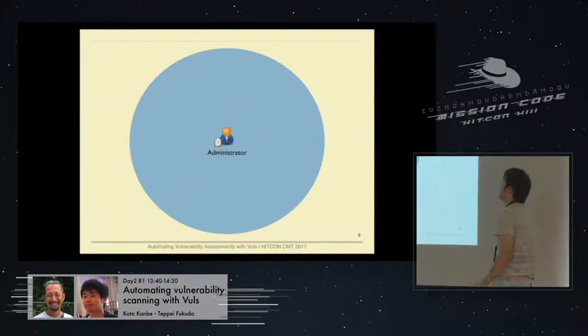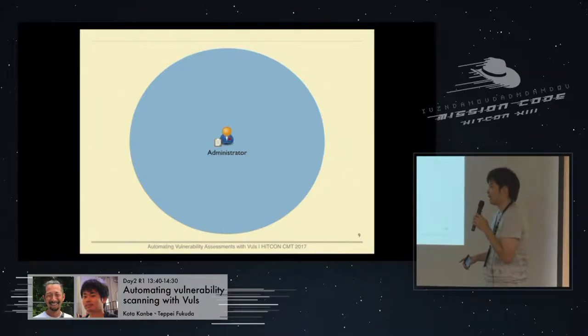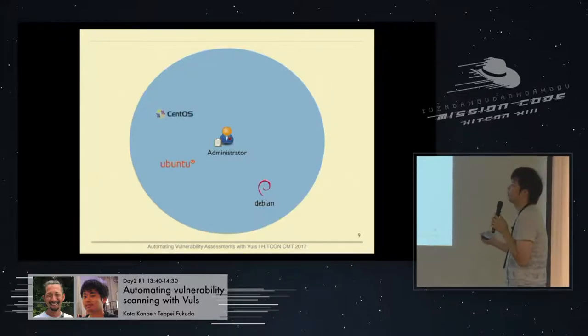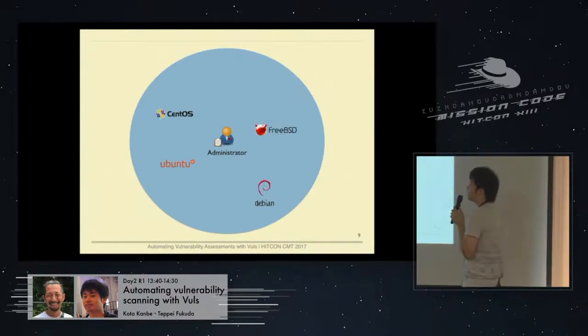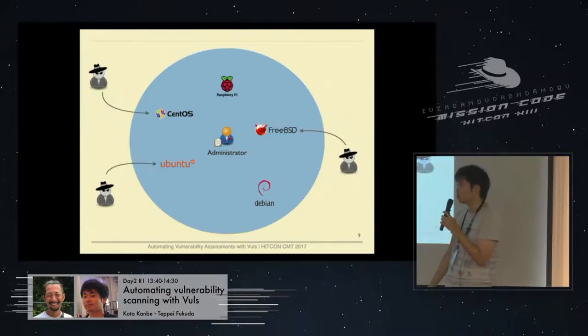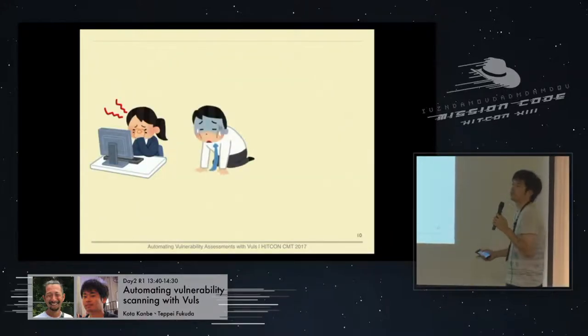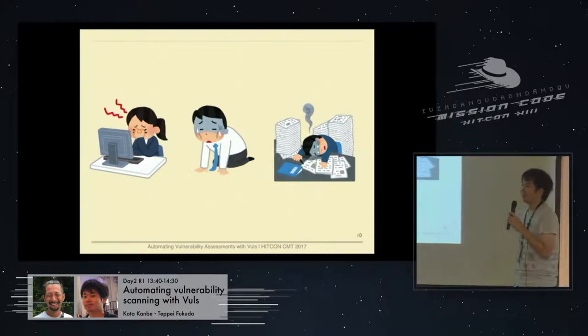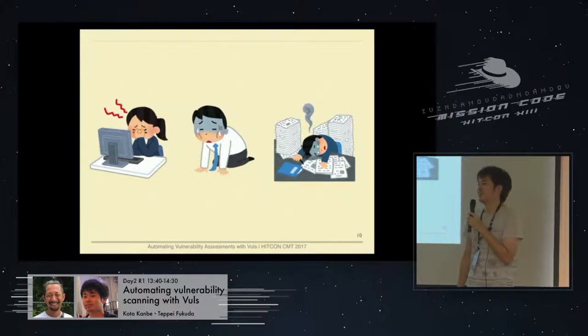Now, imagine that you're an administrator responsible for a number of systems. Of course, not all of these systems are going to be operating on the same environment. You might have some systems running on Debian, some on Ubuntu, some on CentOS, some on FreeBSD, some on Raspbian, and so on. On top of that, you have to manage vulnerabilities and protect all of the systems from all sorts of attacks. As I mentioned before, this can be exhausting, stressful, and sometimes feel impossible. But it's okay. Because, as you already know, there is a tool that can help you.